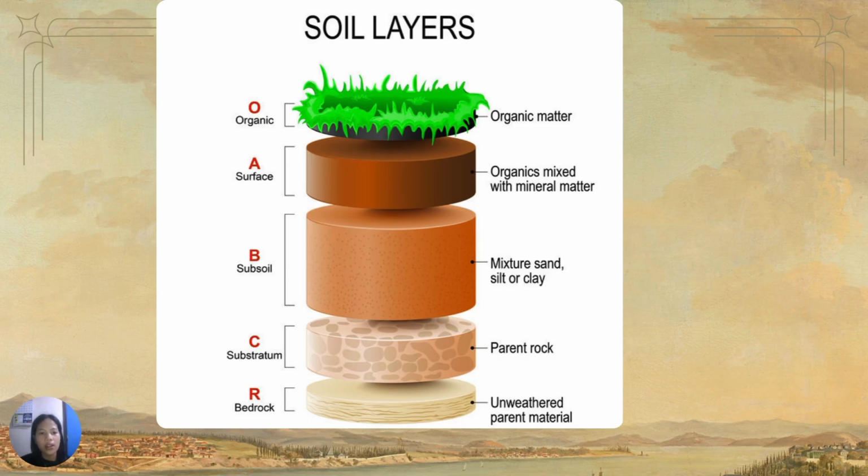Soil layers. Organic is nascent organic matter. Surface, organics mixed with minerals. Subsoil is a mixture of sand, silt, or clay. Substratum is weathered parent rock. Then the bedrock is unweathered parent material.